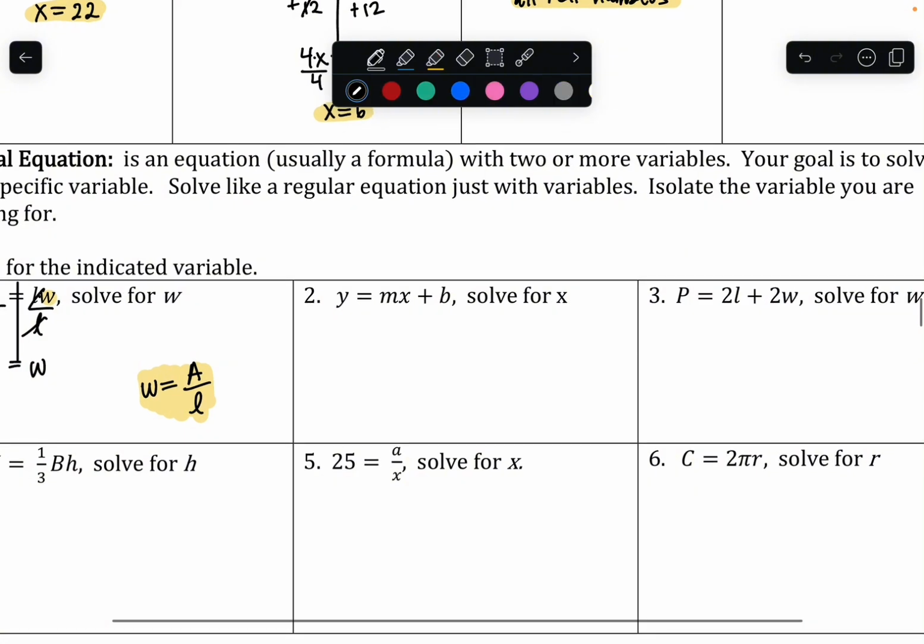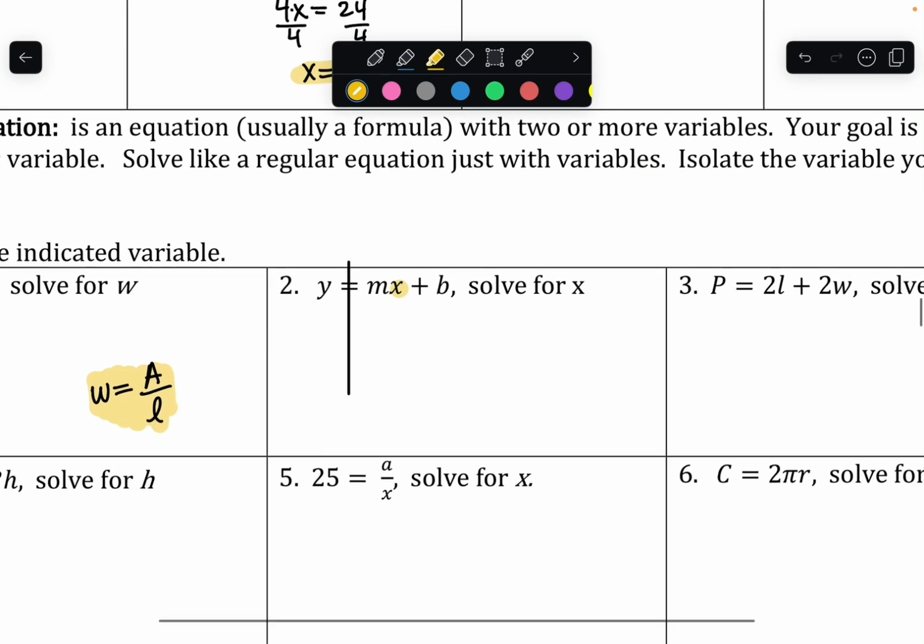Okay, on number 2, we're solving for x. Okay, and so we treat m and b kind of like they're numbers, but we can't number crunch. And so we always get rid of what's not attached to the variable. And so this plus b, we have to get rid of that first by subtracting b.